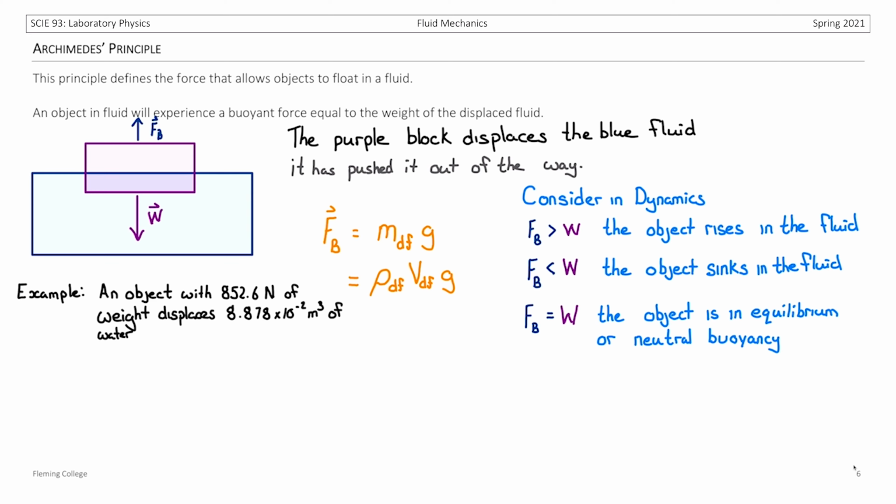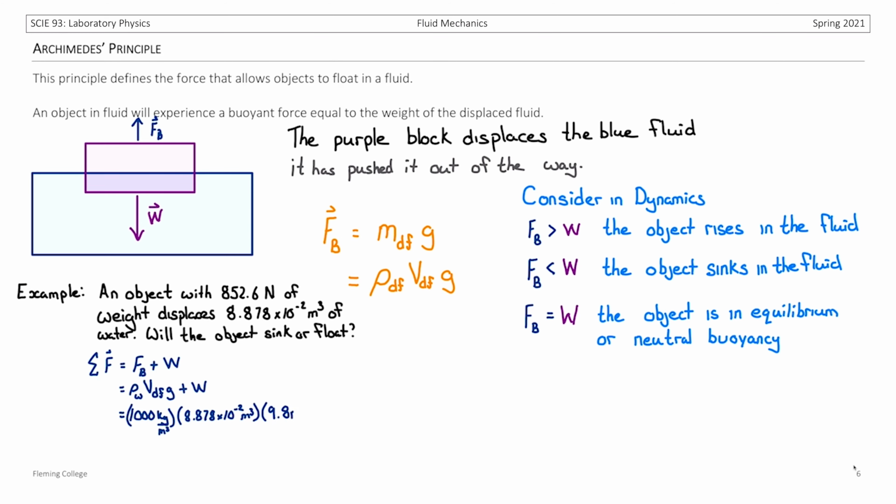Well, asking if the object sinks or floats sounds like a dynamics problem. So let's look at the net forces on the object. There's a buoyant force and a weight. We can calculate the buoyant force using the formula above and add that to the weight. We can substitute our values, which is 1,000 kilograms per meter cubed as the density of water, the volume of water that's displaced, and multiply by gravity. And then we'll add to that a negative amount of the weight, again, because it's in the opposite direction of the buoyant force. And calculating, we see that we have a negative net force. This means that our object will sink.